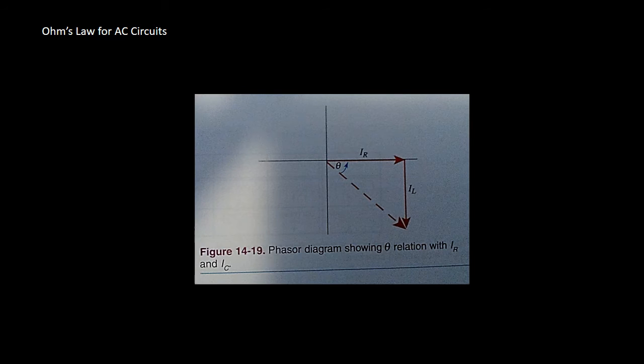The horizontal reference of this circuit is voltage, since it is common to all circuit elements. In the current phasor diagram, we do not have a voltage phasor. We use IR as the horizontal component since it is in phase with voltage. In Figure 14-19, using the diagram, the phase angle can be found from the equation shown on the bottom of the screen. Theta equals arctan of IL divided by IR.